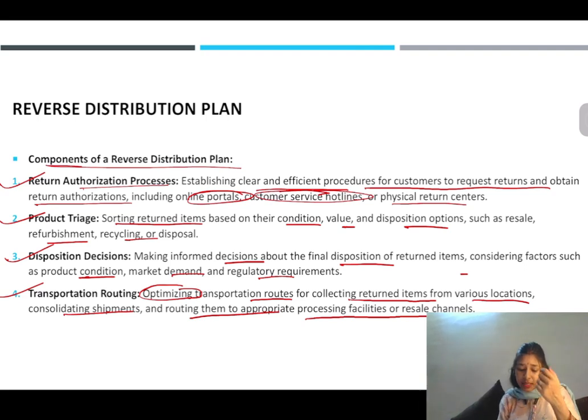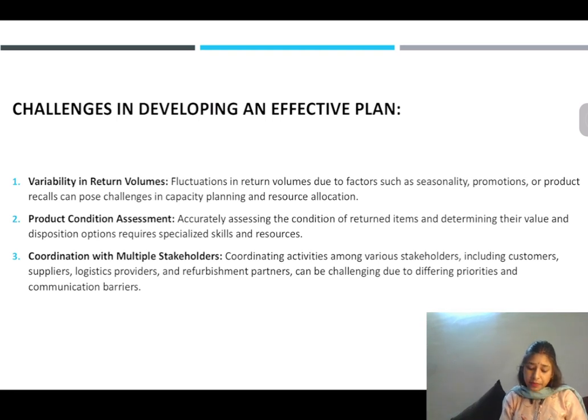The first we have discussed is the return authorization process. Next is the product triage and disposition decision, and the transportation routing. So these should be decided, and however there are challenges. The first one is variability in return volume, that there is always a fluctuation in the return volume due to seasonality, promotions, product recalls. All these may be an issue for the organization.